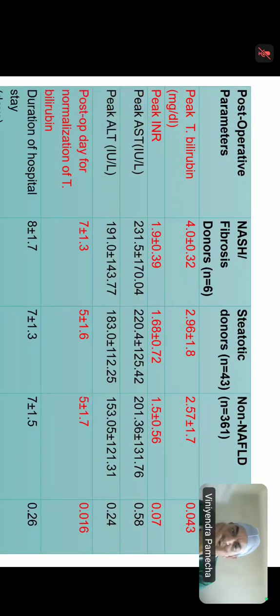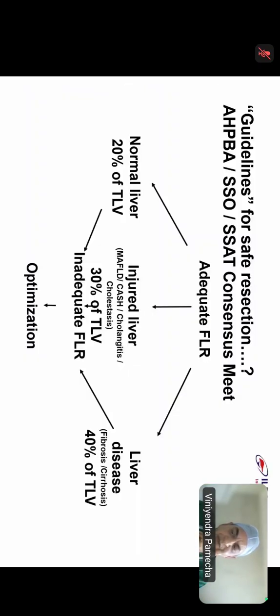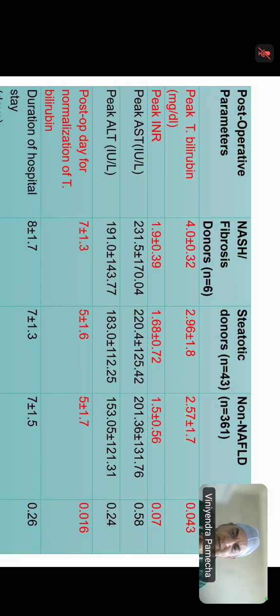And this is their post-operative recovery. Obviously, the donors with steatosis reversal had a higher peak bilirubin and INR compared to the non-steatotic donors, and normalization also took more time. The recipients did the same, there was no difference. So basically what it all means is that you don't need to hold back.